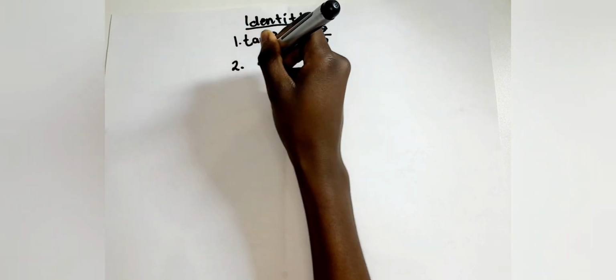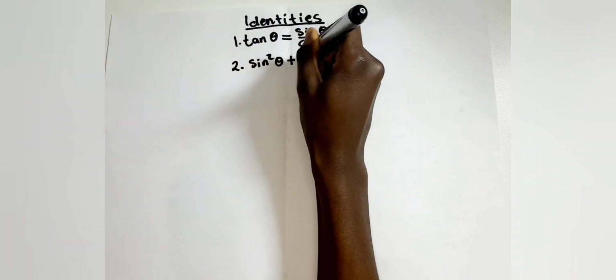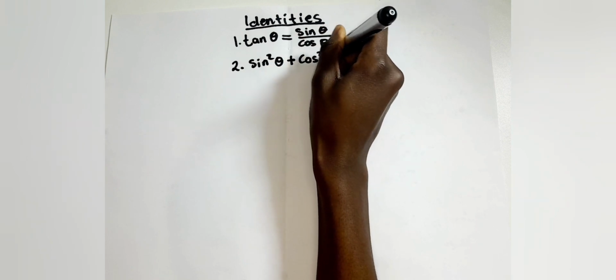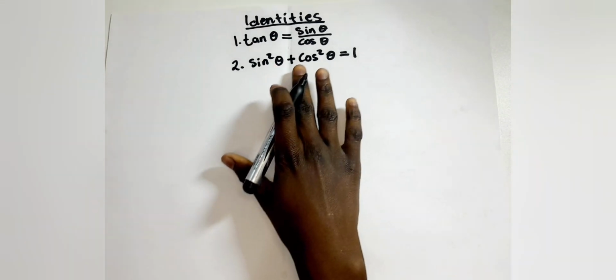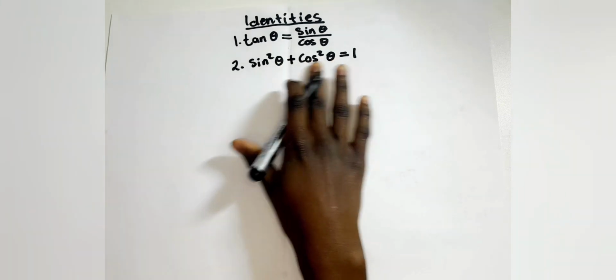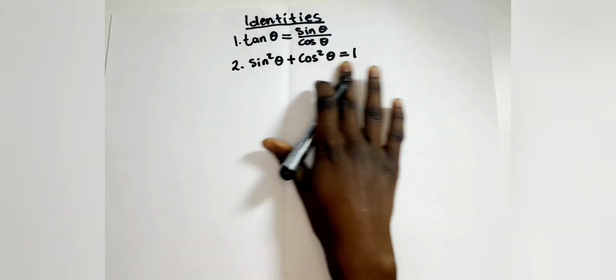And then the second one is known as the square identity. We say when you take sine squared theta and sum it with cos squared theta, together they are one. And from this identity, you can change it around to make either one of them the subject of the formula.